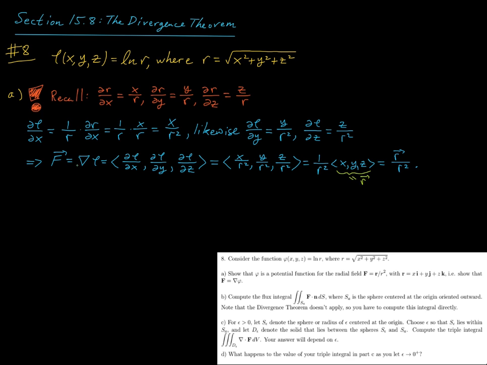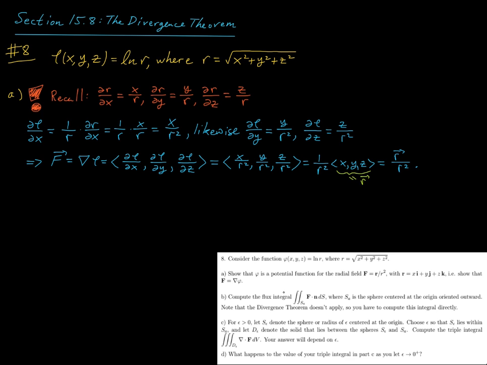And so the gradient of phi is equal to the x derivative for the i component, the y derivative for the j component, and the z derivative for the k component. So we just put those all in: x over r squared, y over r squared, z over r squared. Well, that's just 1 over r squared times the vector x, y, z, which is this position vector r. So we get that the gradient of phi is equal to the position vector r divided by the square of its magnitude, and that's what we're calling this vector field f. So yes, phi is a potential function for the radial field f.